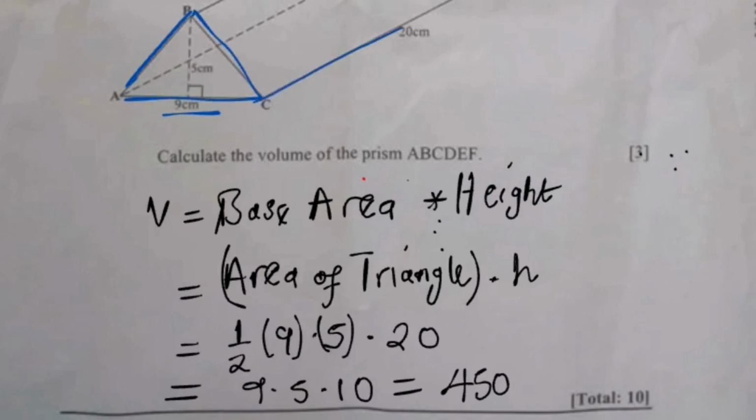Then this long side is what we say is the height of the whole prism, right? Which is 20. So 2 into 20 is 10. 10 multiplied by 5 by 9 is 450 cubic centimeters because it is a volume.